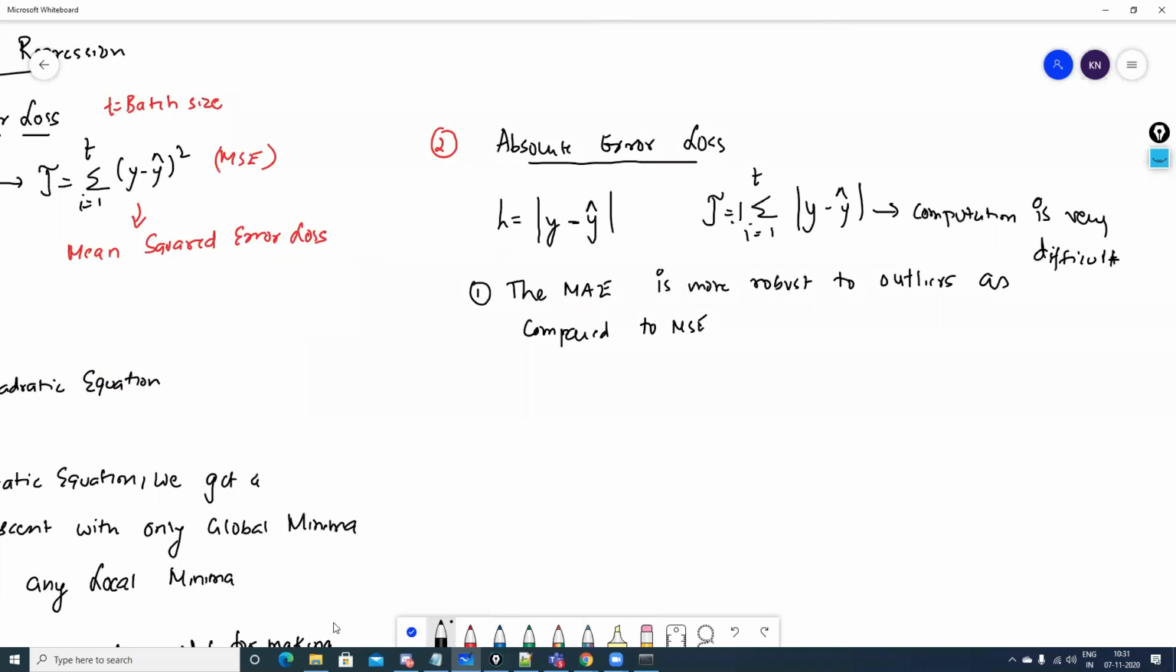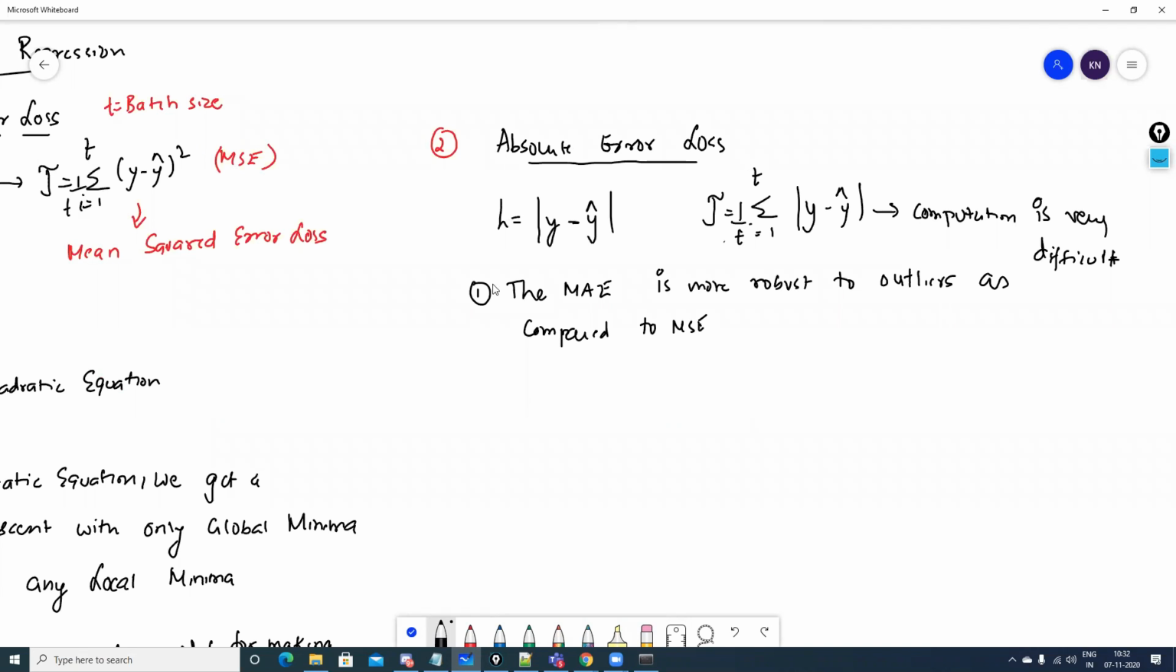Okay, in this case it will be 1 by t. I'm going to divide by this, then only it will become mean absolute error. Here also I'm going to divide by 1 by t, then it will become mean squared error.